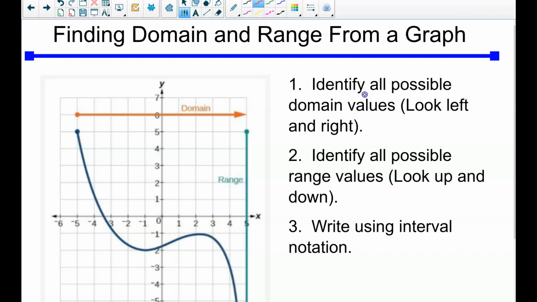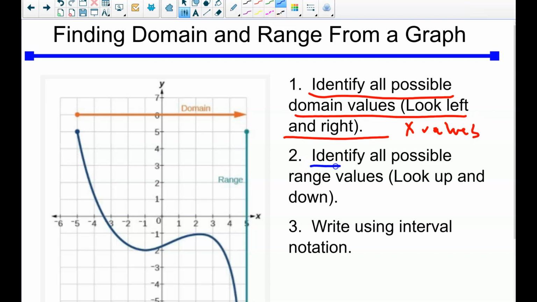First thing we want to do is identify all of those possible domain values. Look left and right. Remember, domain goes from left to right, right? Because those are our x values. Our x values are our domain values. And then identify all of the possible y values, the range values, by looking up and down. So your y values are your range values, and we get those from looking up and down. And then we're going to write using our interval notation.